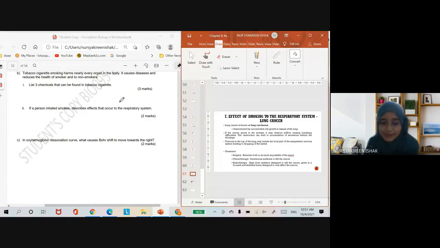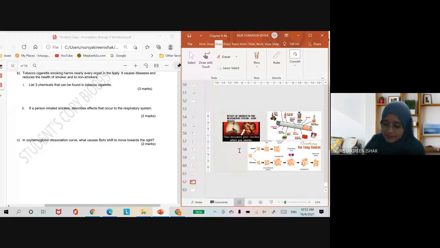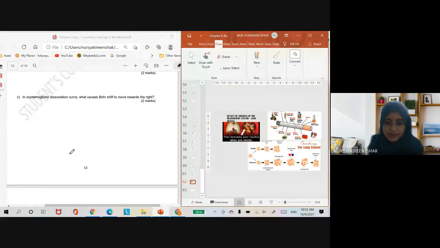The effect is that, for the second point, it prevents the removal of inhaled particles. Okay, so it gets into your lungs. All the contaminants will not be filtered, will not be trapped by mucus, and then they will get into your lungs. Okay, so dalam gambar ni, as you can see, the difference between the healthy lungs and also the lung of a smoker. Okay, so done with that question. So now we move on to the next question.